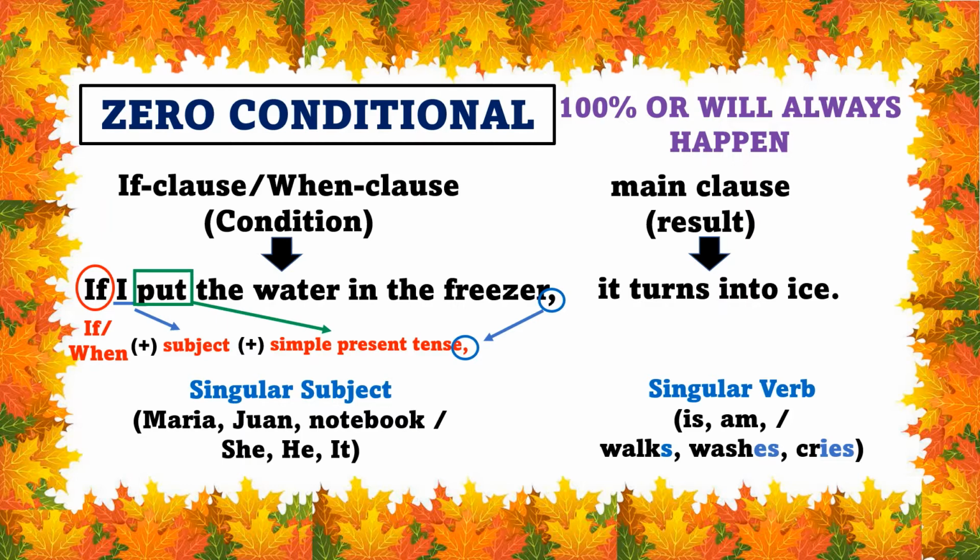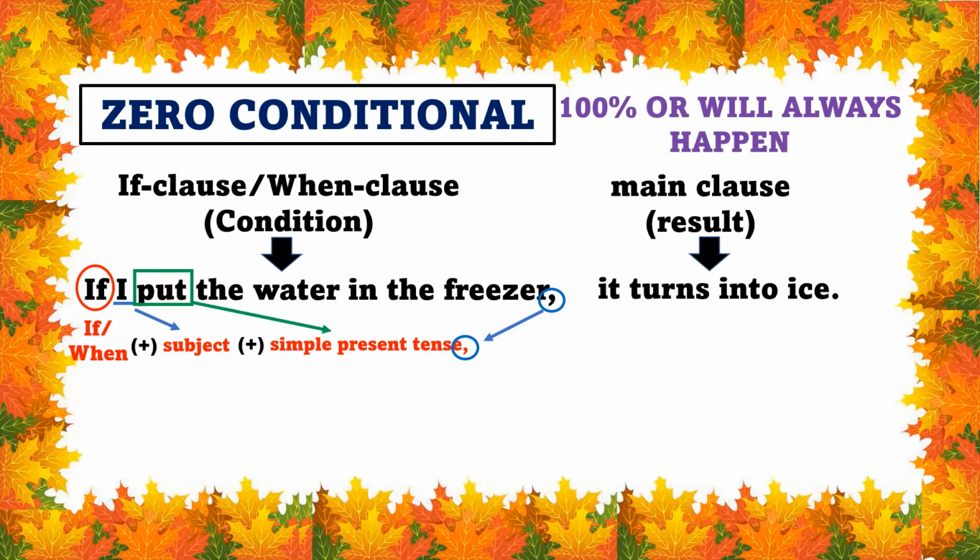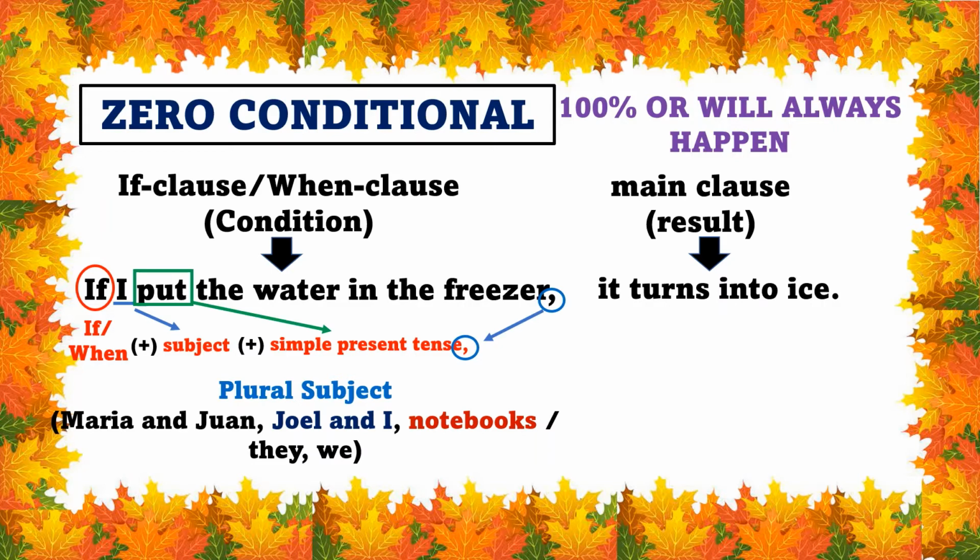Am is used if the subject is I. For example, I am. If the subject is plural, such as Maria and Juan, Joel and I, notebooks, or they or we, of course, the predicate or simple present tense of the verb should also be plural, such as are for linking verb, and then for action verb, walk, wash, cry. Remember that the plural verb doesn't have s, es, or ies. Remember, no es, no ies, or no s at the end of the verb.